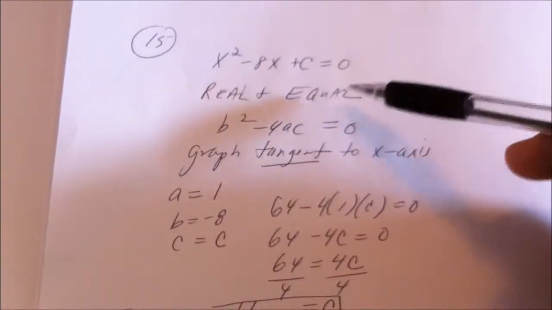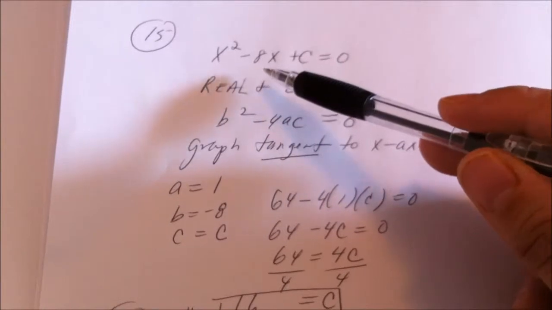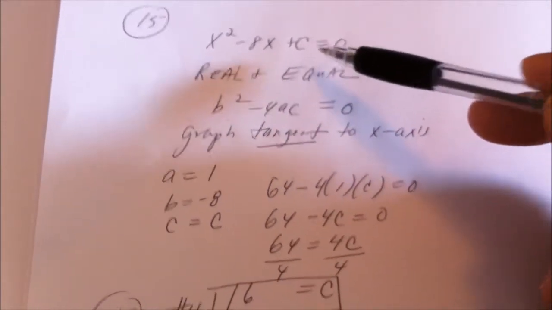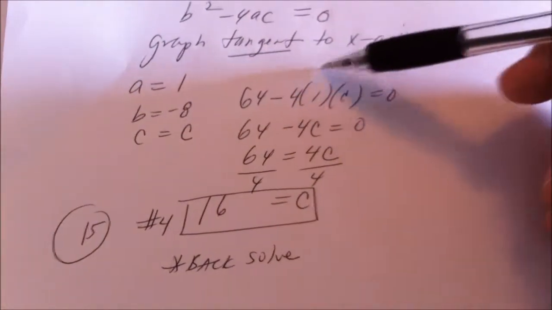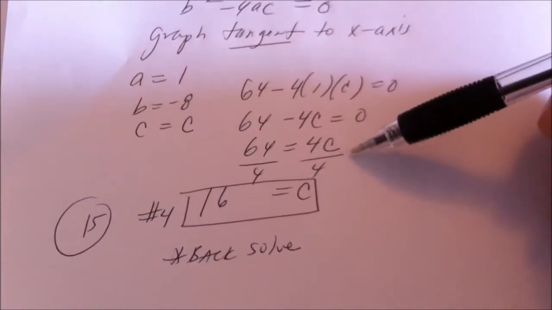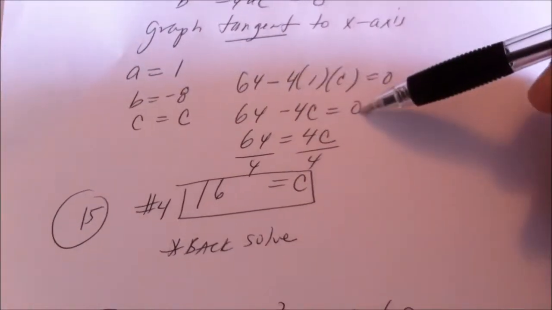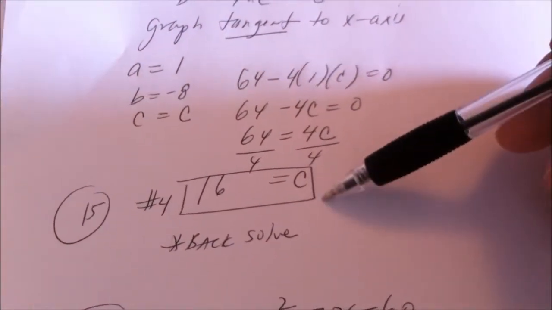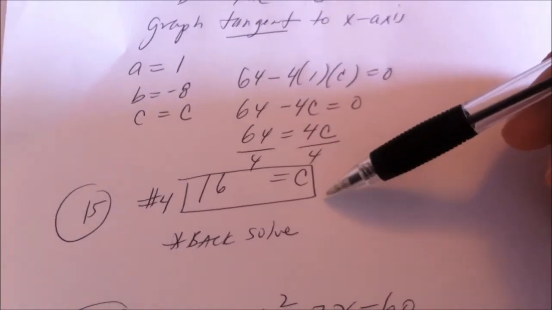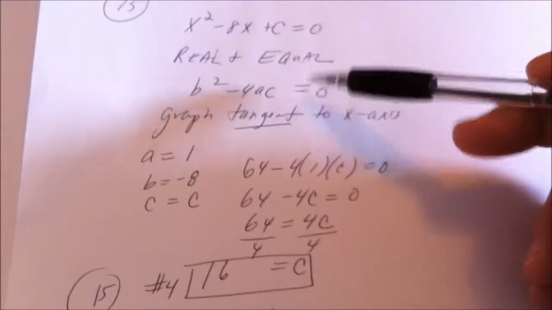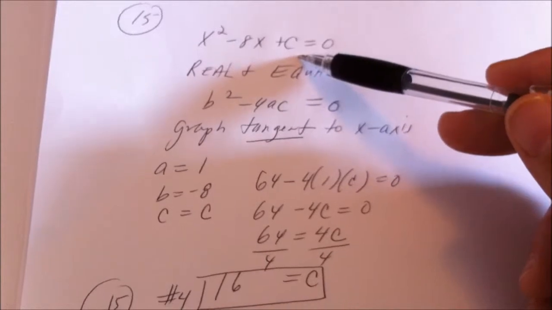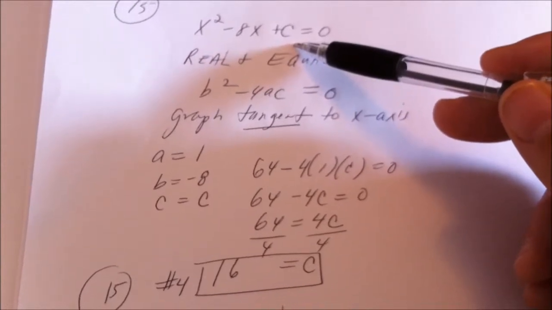So if you look at the quadratic here, a is 1, b is negative 8, c is c. And we're going to do b squared minus 4ac. And when you solve for c, I added 4c here, divided by 4. I got my 16 that way. I would check it by putting a 16 in here to make sure that it is indeed crossing the x-axis at one place, tangent to it.